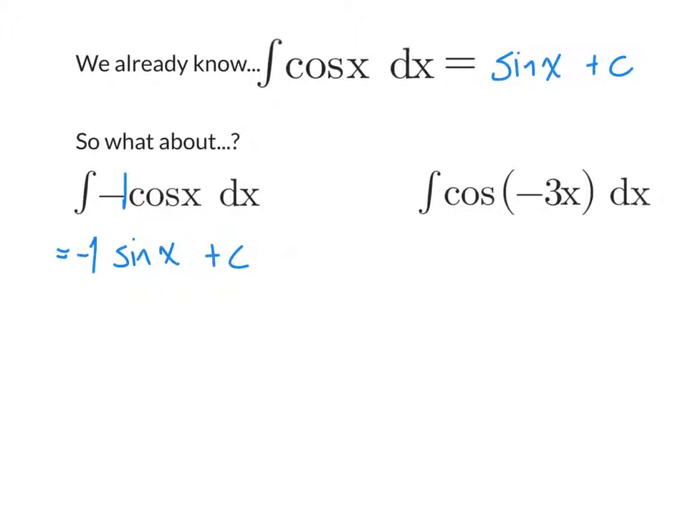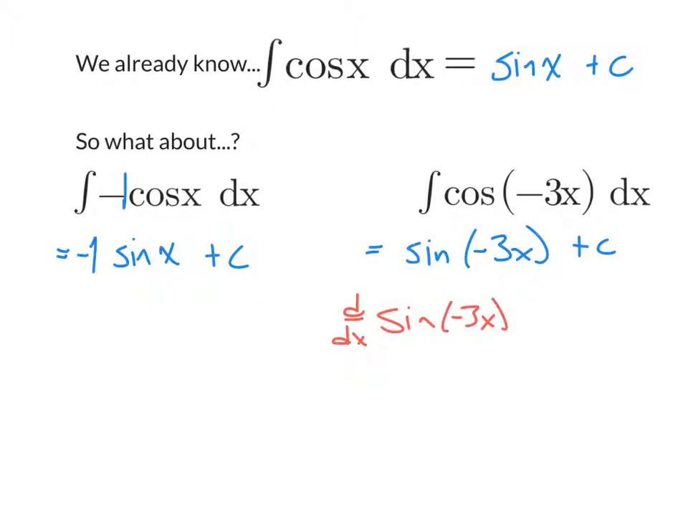When we have that coefficient inside of the function, we have to see how that's going to affect it. The integral of cosine, of course, is sine. So maybe our guess is sine of -3x plus c. And we check it by taking the derivative of that sine of -3x.